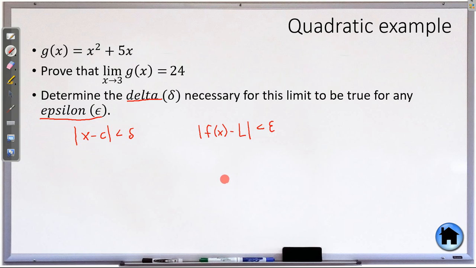And we just start plugging everything in at first. Over here, that will be x minus 3. And over here, f of x is x squared plus 5x. And the limit is 24. Sorry, so it's going to be minus 24. And that needs to be less than epsilon. So what can we do here? Hopefully you can see that we can, in fact, factor this.